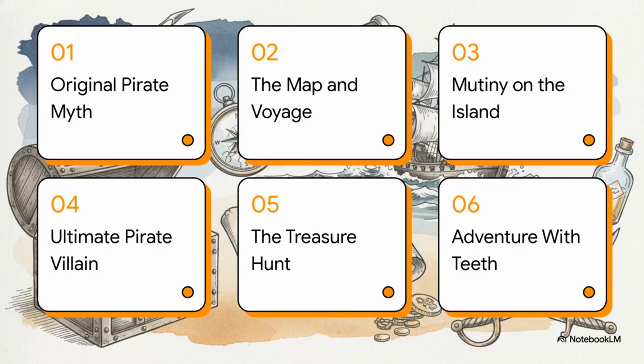Think of our agenda today as a weathered map we're about to navigate. We'll be charting our course through 6 key waypoints. First up, the original pirate myth. Second, the map and voyage. Third, mutiny on the island. Fourth, the ultimate pirate villain. Fifth, the treasure hunt. And finally, adventure with teeth.